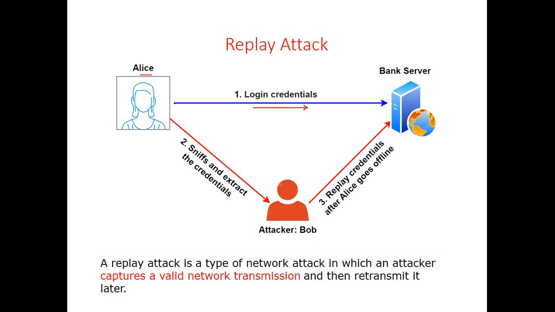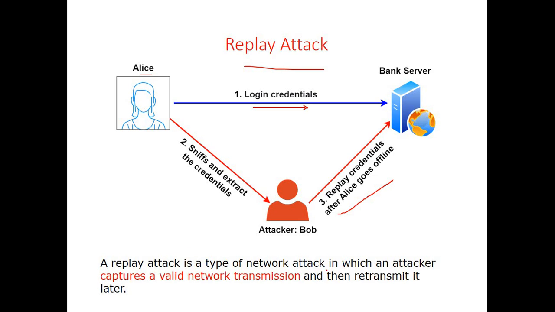The attacker Bob will be listening and watching the Alice credentials used in the network for accessing the bank server. Once Alice logs off, Bob will make use of the credentials used by Alice after she goes offline to access the bank server. This is called a replay attack.